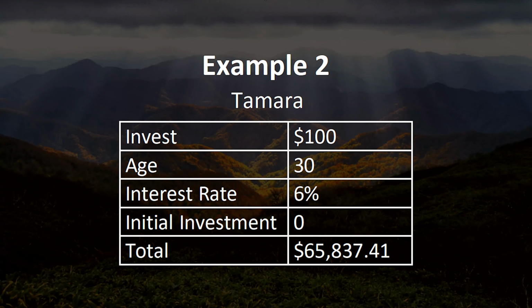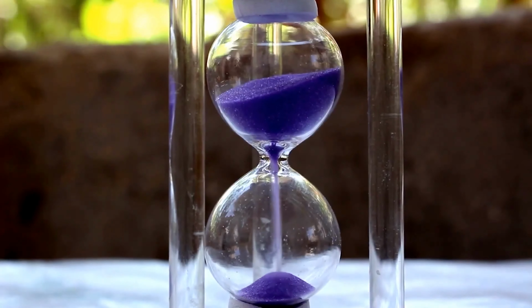$133,721.74. Now on the other hand, let's look at Tamara. Let's say she also starts investing $100 per month, but she doesn't start at age 20. She starts at age 30, so 10 years later. She also has no initial investment, and let's also assume an interest rate of 6%. At age 55, so 25 years later, she will have accumulated $65,837.41. That is less than half the amount of Jane, just because she started 10 years later. So when it comes to compound interest, time really is money.